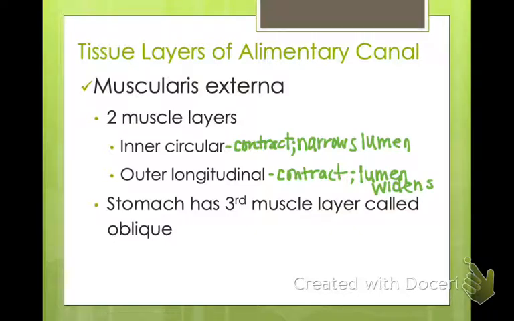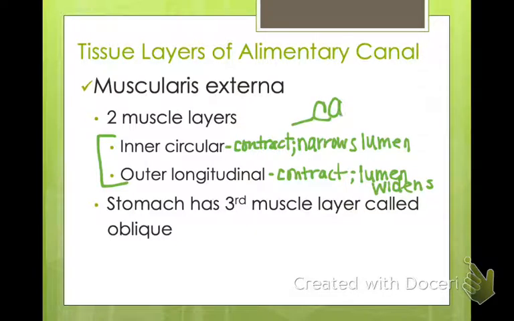Now there is something different that happens in the stomach, because the stomach is doing so much churning. The stomach has a third muscle layer that is smooth muscle, and it's called the oblique layer. And when we talk about the stomach, that will come up again. But just for right now, you need to know that the stomach does have a third muscle layer called the oblique.